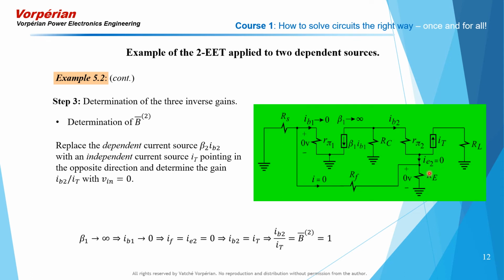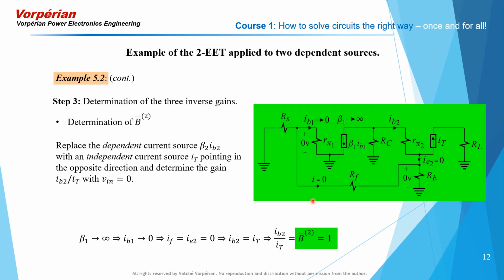There is no potential across RE, so there is no current through RE. So no current here, no current through RE. It means that the emitter current is 0. What does that mean? It means that IB2 is the same as IT. And that means the gain IB2 over IT, the inverse gain with respect to beta 2, is equal to 1. Simple as that. So we figured this one quite easily.